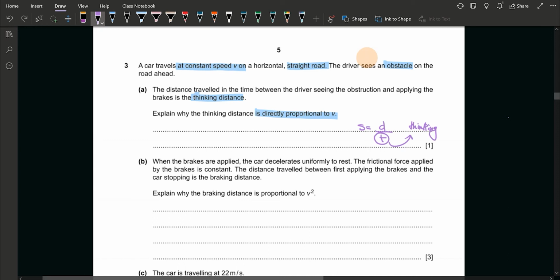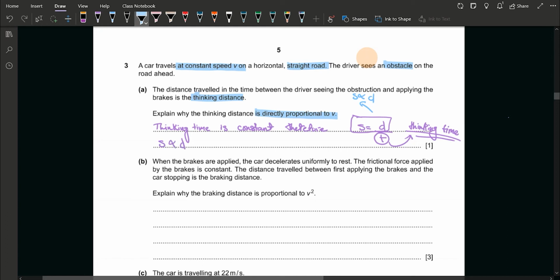It doesn't matter if you change the situation or anything, the thinking time is going to be constant for every single experiment. So that's why our equation S is going to be proportional to D, because T is constant. When T becomes constant, our S is going to be proportional to D. So we can write here that thinking time is constant. Therefore, S is directly proportional to D.